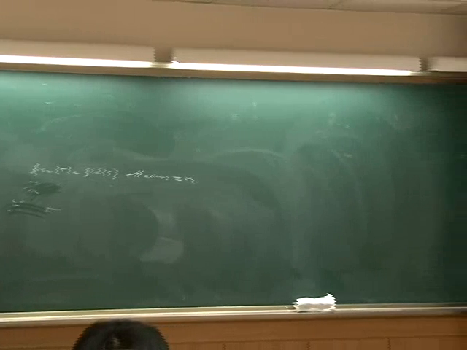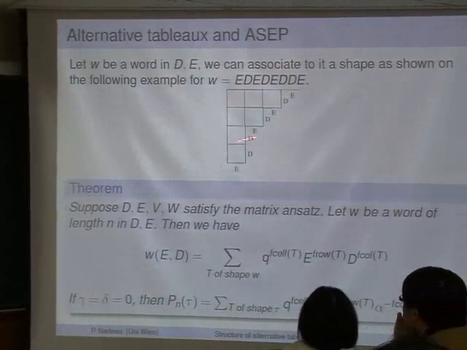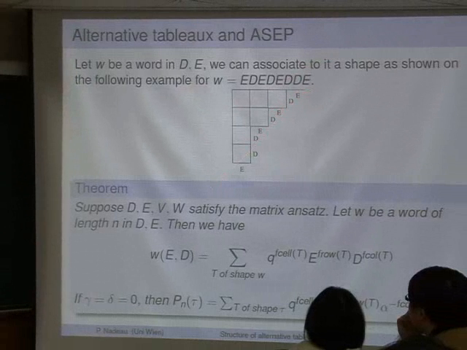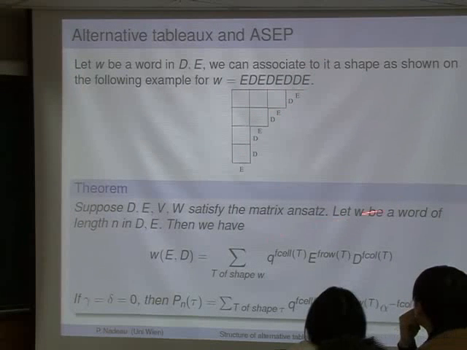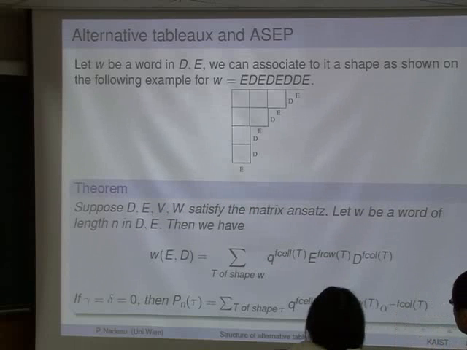Okay, so here is the connection. I will be quite fast with ASAP. So if you have a shape, you can also label it by E's and D's like this, putting E, D, E, E, E, E for columns and D for rows. And the thing is, if you have D, E, V, W that satisfy these relations that I give for the matrix ansatz, these commutation relations plus the boundary conditions, then you can express any word in E and D. Well, it means just a sequence of D's and E's.